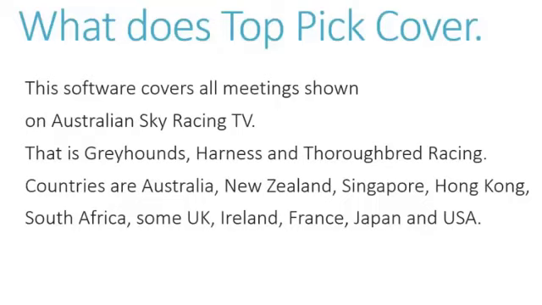Okay, what does Top Pick cover? Well, it covers all the meetings shown on Australian Sky Racing, Sky 1 and Sky 2. That is the Greyhounds, Harness Racing and Thoroughbred. And for those three, all races in Australia and New Zealand are covered.